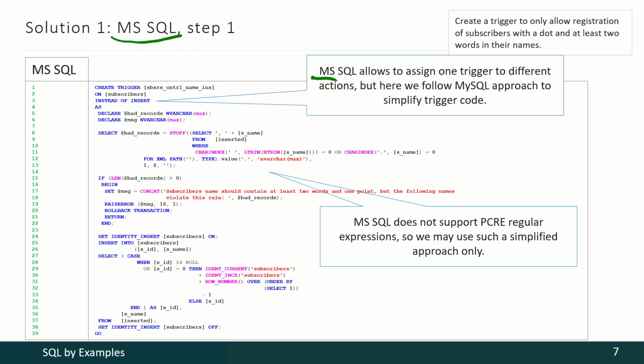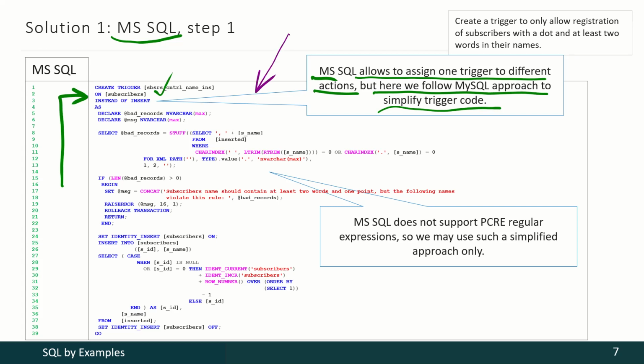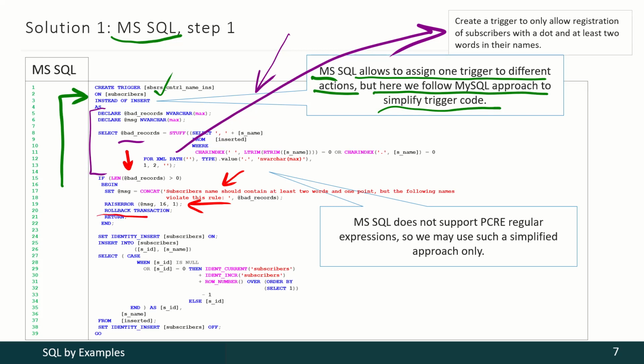And of course, this DBMS allows to assign one trigger to different actions or operations, but here we shall follow MySQL approach to simplify trigger code. And so the first trigger is instead of insert one. Inside we are following the logic that was described in details in previous videos. Here we are composing the list of bad records, those records that violate this rule. And if that list is not empty, we are composing the error message, we are raising an error and we are aborting the transaction. But if this list is empty, then we are performing insert operation.